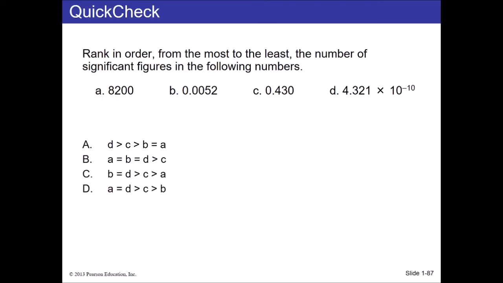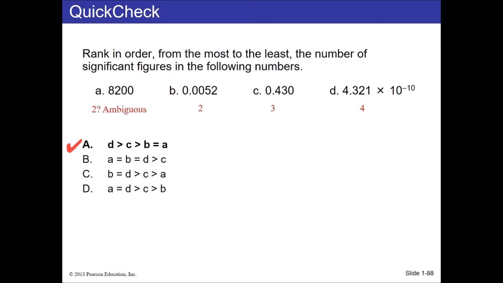Great. So I have a question for you here. Rank in order from most to least the number of significant figures in the following numbers. So you want to look at each one of these numbers and try to determine how many significant digits are in there. Think about that for a second. The answer here is A. So let's go through each one of them.